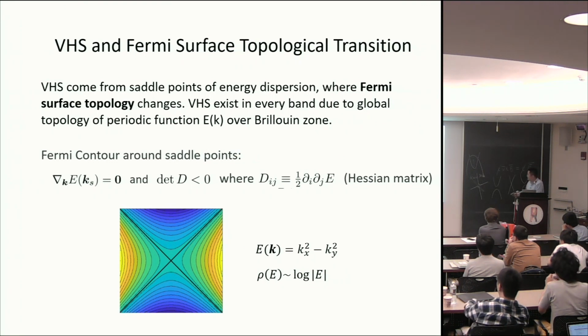A simple example is kx squared minus ky squared, and you can see the constant energy contour. The Fermi contour reconnects. It changes from bending this way to bending the opposite way, and right at this Van Hove energy, the Fermi contours intersect each other in a straight line. So this leads to a logarithmic divergence of the density of states in two dimensions.